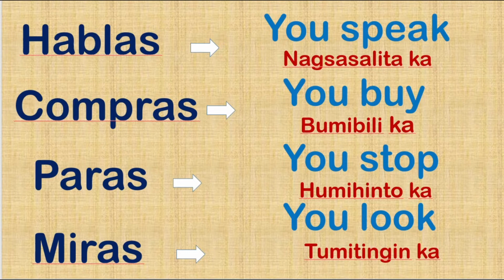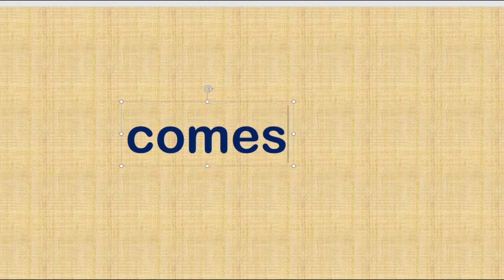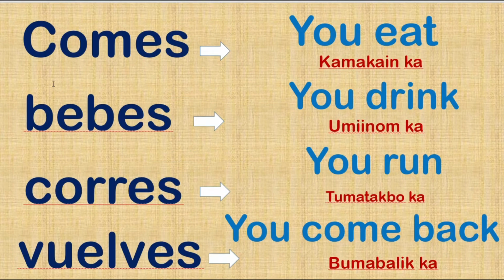Now, they also have what they call ER verbs because the verb ends with ER. For example, we have here comer, which means to eat. If you would like to say you eat, you just have to remove the R and replace it with an S, and it will mean you eat. Comes, you eat. Bebes, you drink. Corres, you run. And vuelves, you come back.